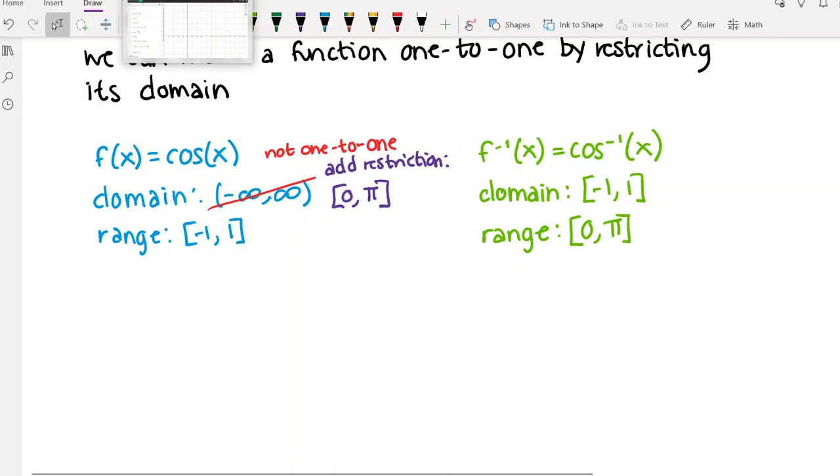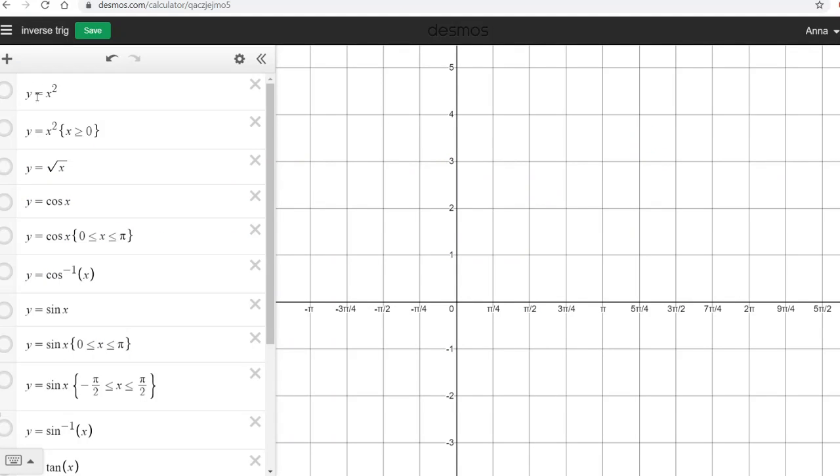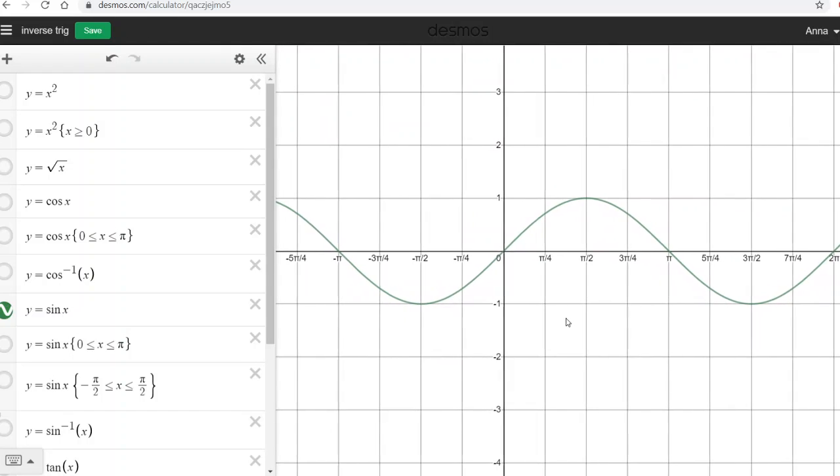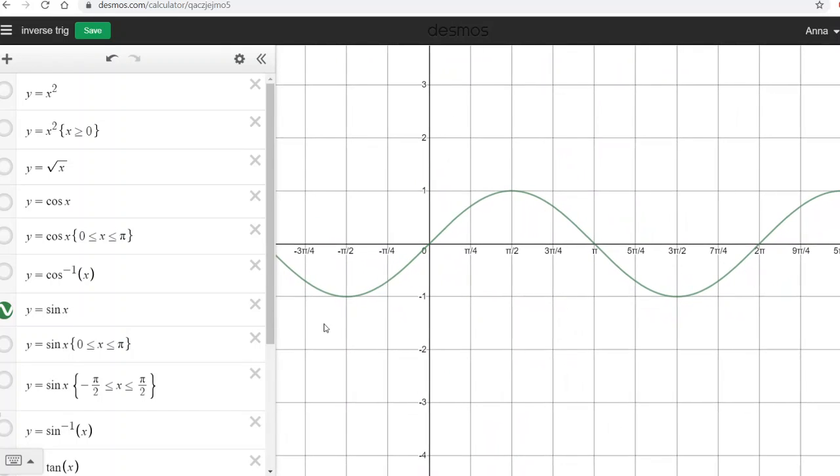So I just want to show you also sine because I think it can help explain why we choose the restriction we do for sine. So here's the graph of sine of x. Let's say that we tried to do the same restriction that we did on cosine. That would be from 0 to pi. Well, that wouldn't work, right? It's not 1 to 1. So that would not be a good restriction to do if we're trying to make our function have an inverse.